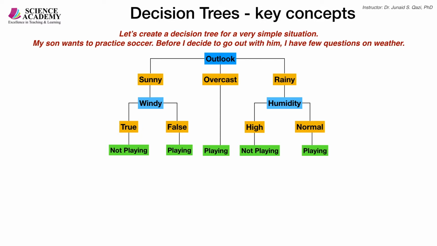If it is overcast, no more questions and we are playing. If it is sunny, then my next question is regarding wind. There are two further splits, options, or we can say routes at this point: yes or no. If the answer is false or no, we are playing outside. The third route is rainy, which raises another question regarding humidity and leads to play if the humidity is normal.